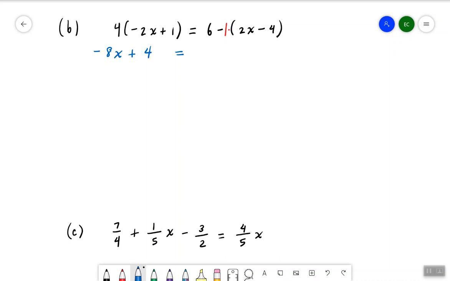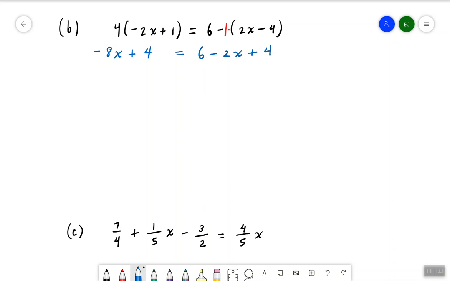But it's not a 6. We're not distributing the 6. The 6 is going to be added on to this second part. Or a better way to say it would be to say the second part gets subtracted from 6. So the 6 just comes down. And then minus 1 times 2x is minus 2x. And minus 1 times minus 4 is plus 4.